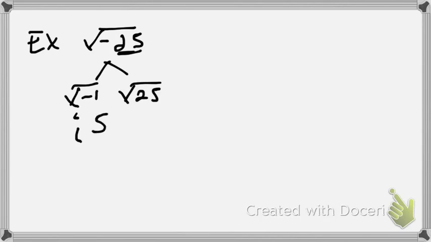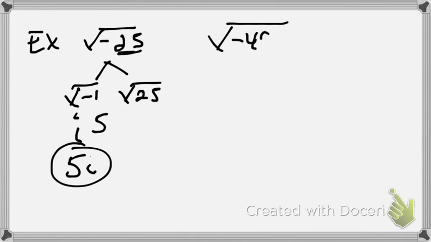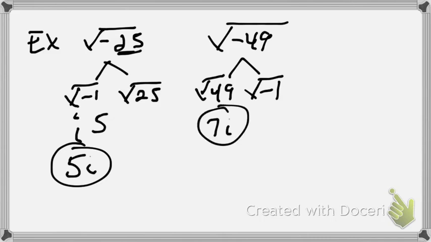Alright, and so let's flip this around. So we always want to write the number first, followed by the imaginary. So we're going to write this as 5i. So the square root of -25 is 5i. Alright, if we do the square root of -49, let's break this up. Square root of 49 times the square root of -1. What's the square root of 49? That's 7. The square root of -1, that's i. There's your answer.